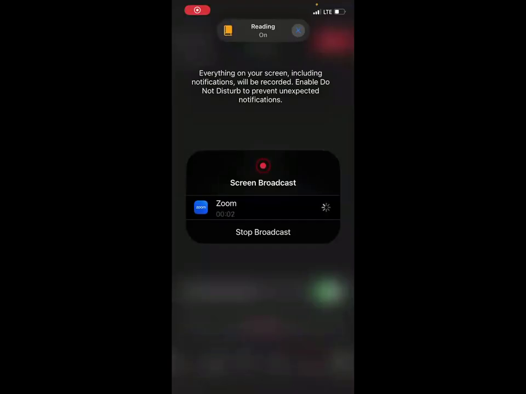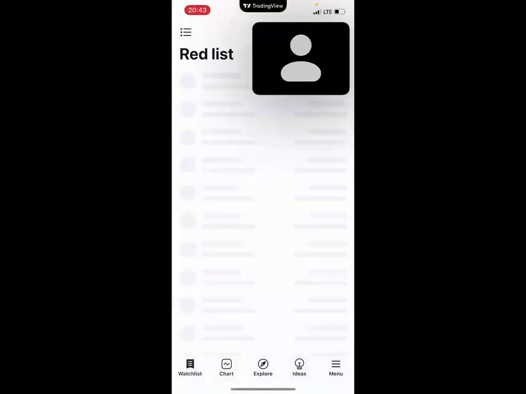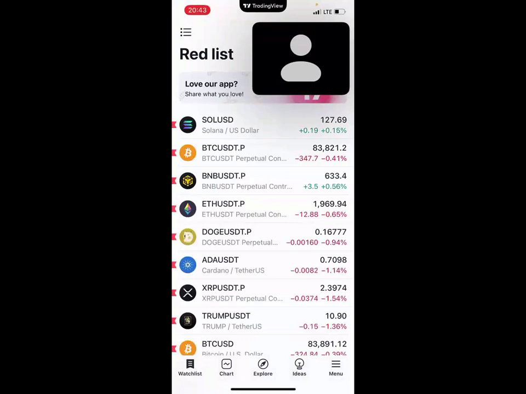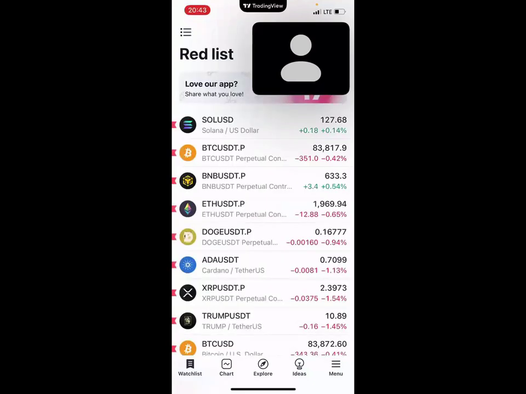So I'll be sharing my screen right now. So please do let me know if you guys see my screen. Idabi, please, can you see my screen? Yes, we can see it. Okay.